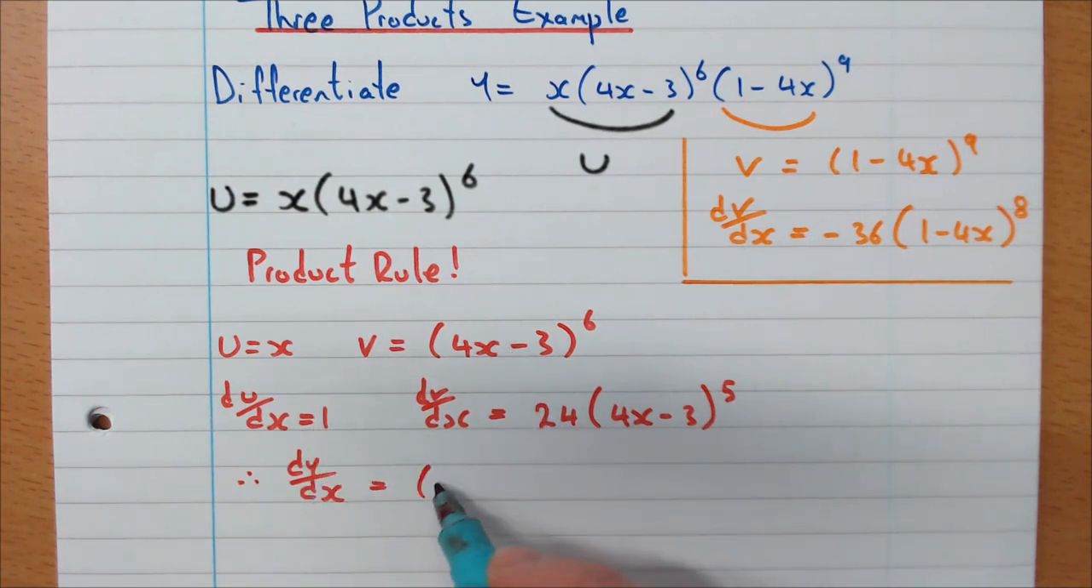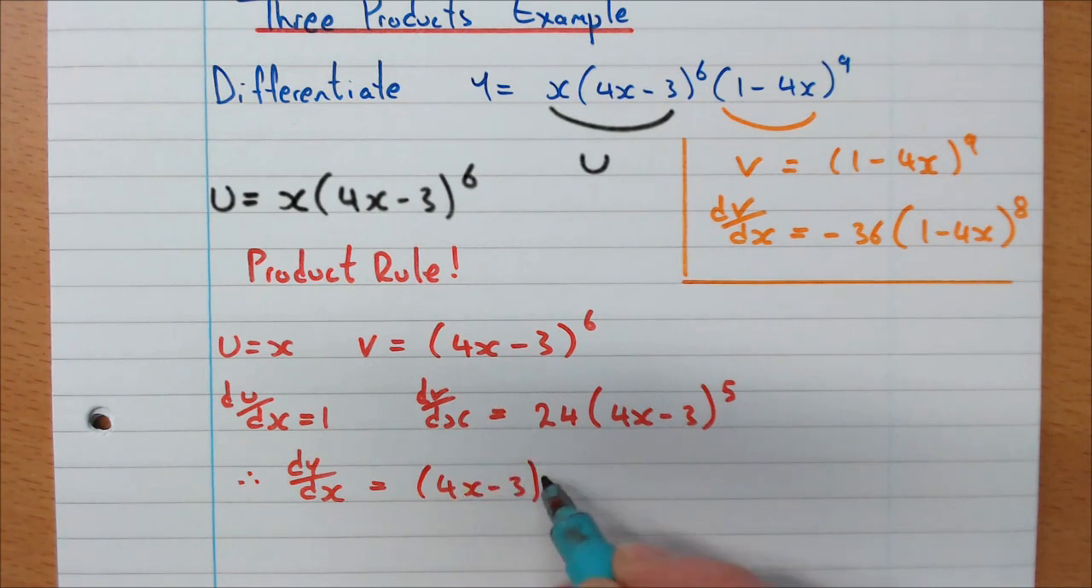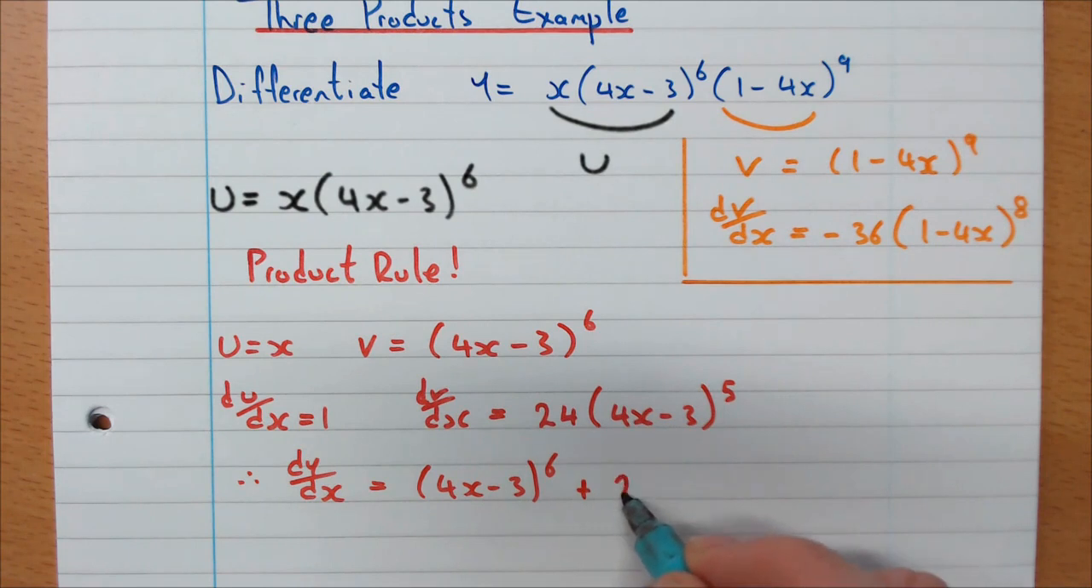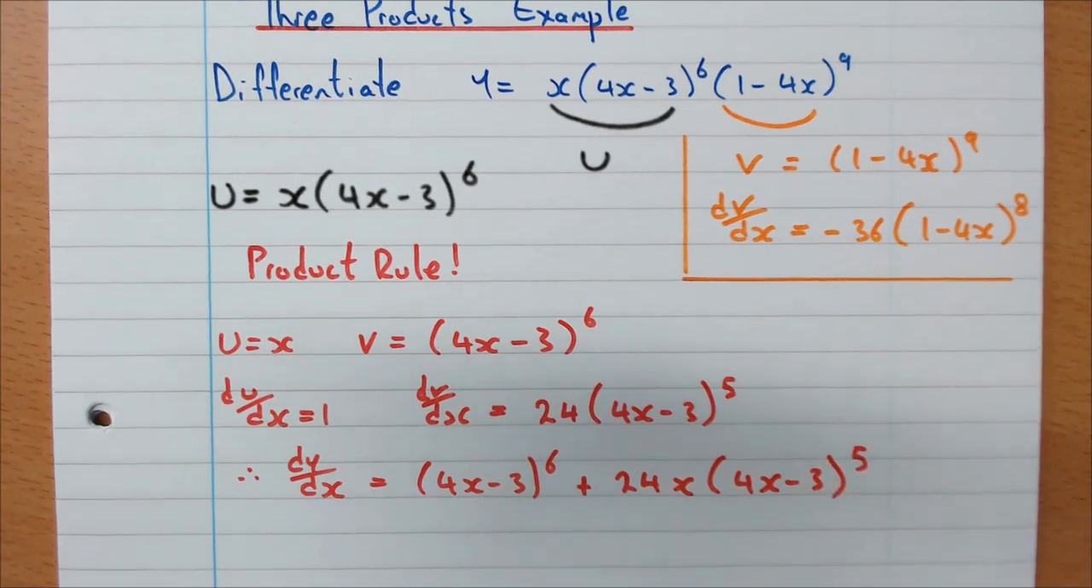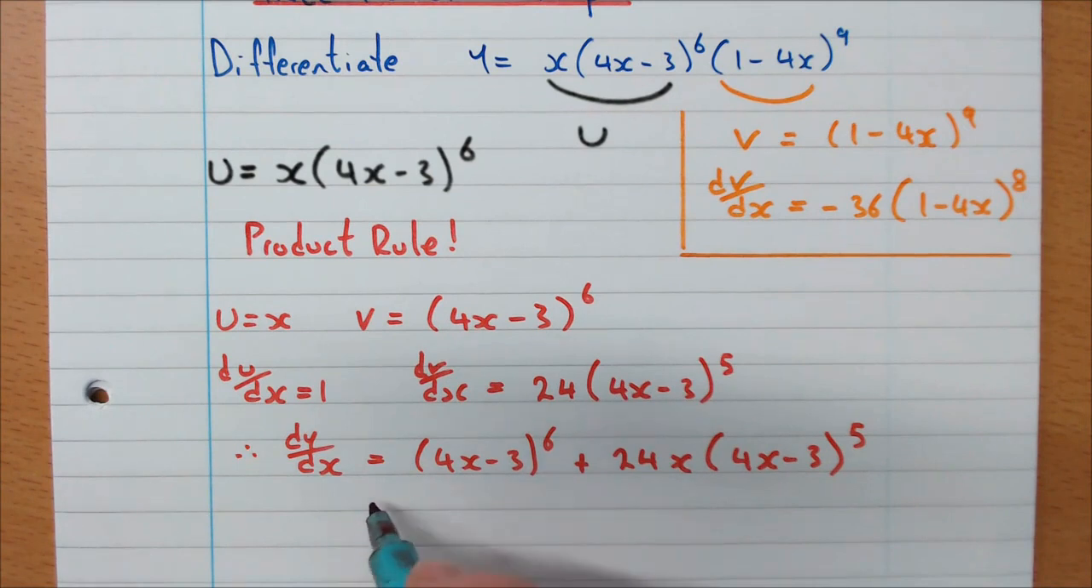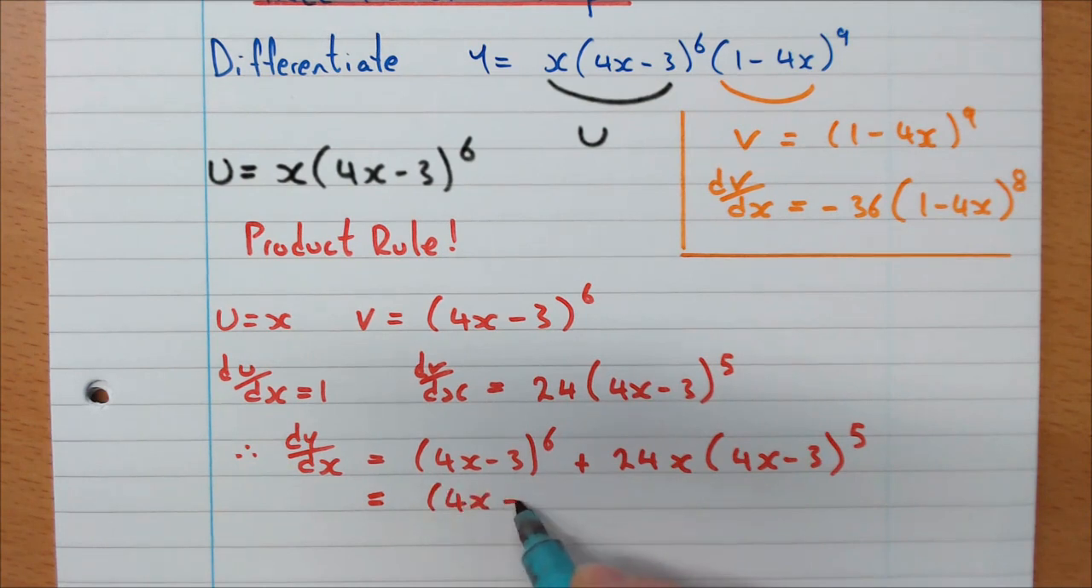So v du/dx is 1 times (4x − 3)^6 plus 24x(4x − 3)^5. And I would simplify that at this stage, or you're going to have something very messy for your final answer. So to simplify that, they have (4x − 3)^5 in common. That is their common factor. Take that out as a factor, (4x − 3)^5.